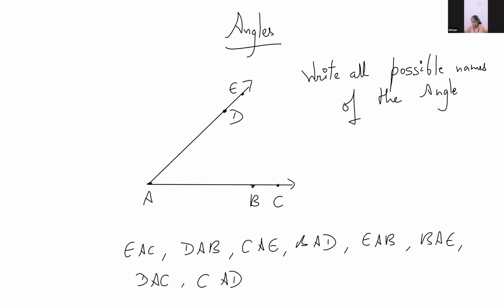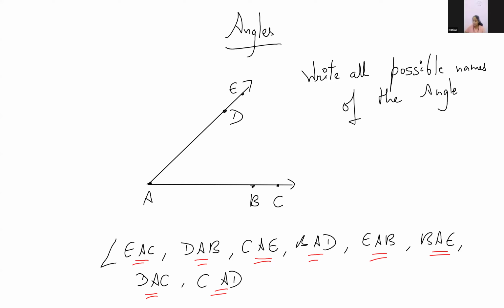Now, guys, what's one thing that's common in all of them? A is always coming in the middle. So when you are naming the angle, the point at which the angle is forming, you will always write that in the middle. You start from the ray, then the angle point, and then the ray. Angle point always comes at the center.